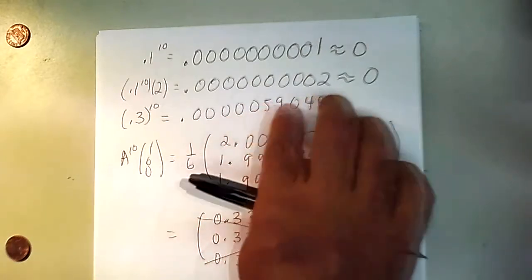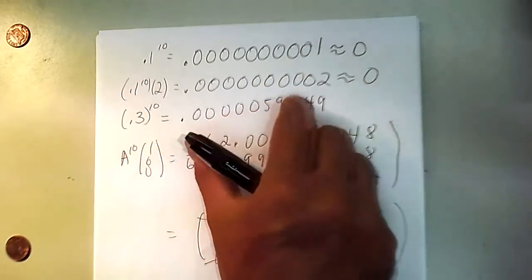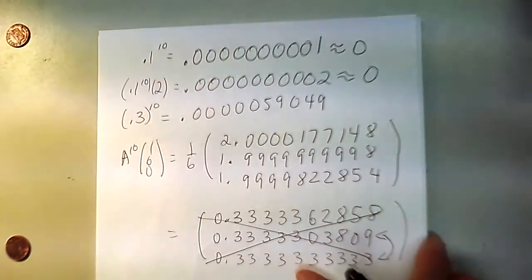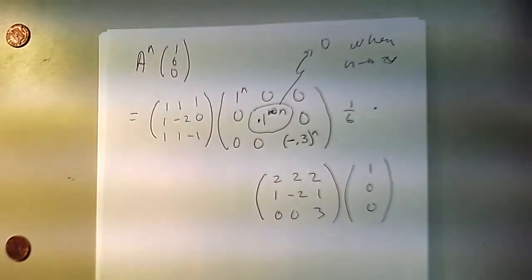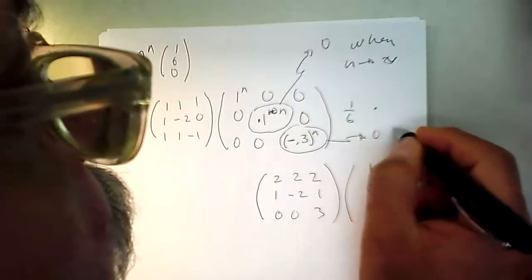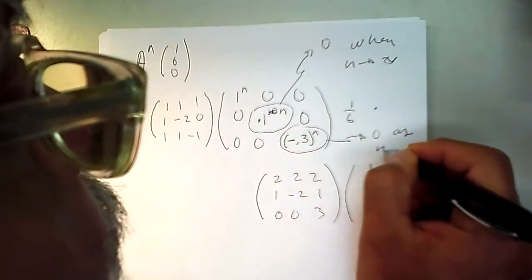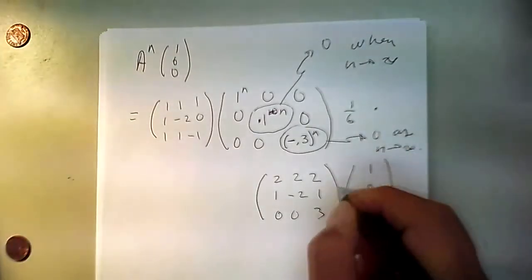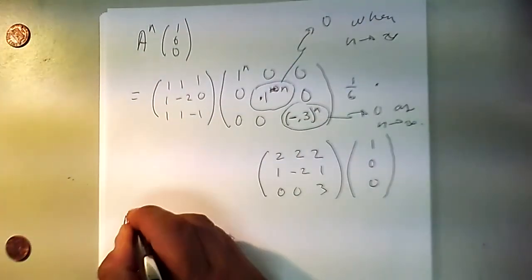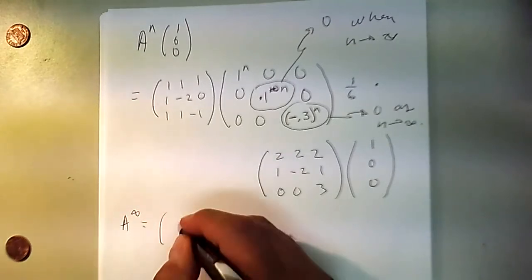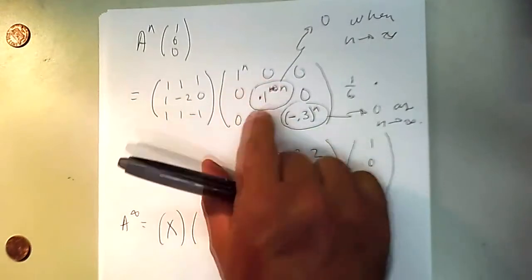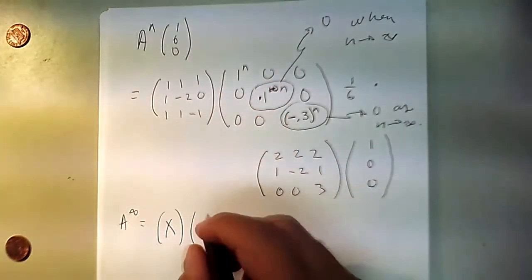So these numbers are going to be pushed away, and there's going to be more and more zeros, causing this again to be asymptotic towards 0. So if n is infinity, this guy is going to go to 0 as n goes to infinity. So A to the infinity is going to be, I'm just going to put X D to the infinity X inverse. This matrix is going to become 1, 0, 0.